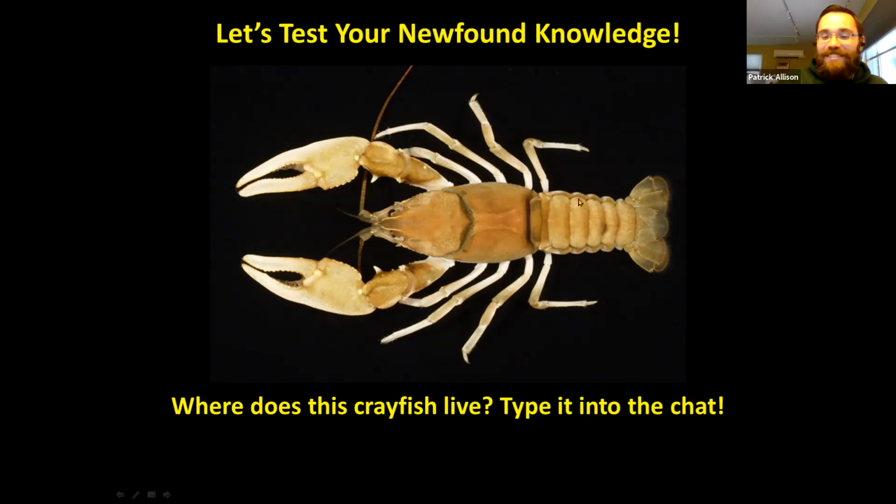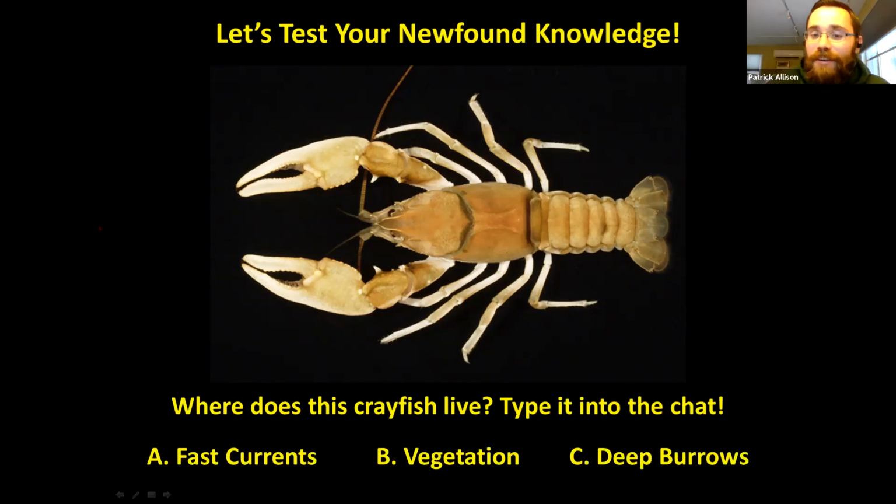So where does this crayfish live? So, you know, pretty smooth looking crayfish. And it looks like we have gaps in the chelae. So is this crayfish living in fast currents, vegetation, or in deep burrows? So pretty smooth along the body. And then we've got these gaps or the hydrofoils. So we've got an answer for fast currents.